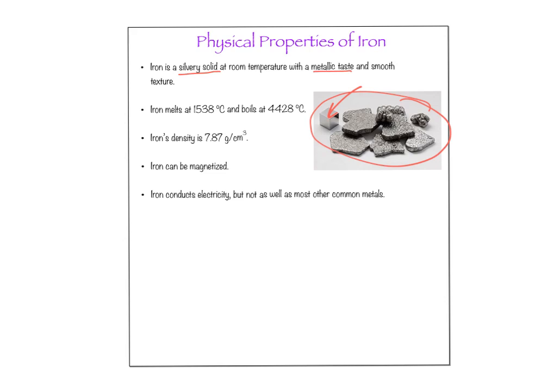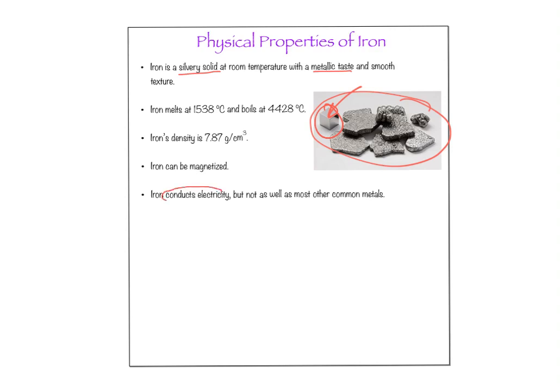It has a density, so 7.87 grams per centimeter cubed. So every 1 centimeter cube block like this will weigh 7.87 grams. It can be magnetized. Ooh, that's an interesting physical property, if something's magnetic or not. And it conducts electricity, but not as well as other metals.